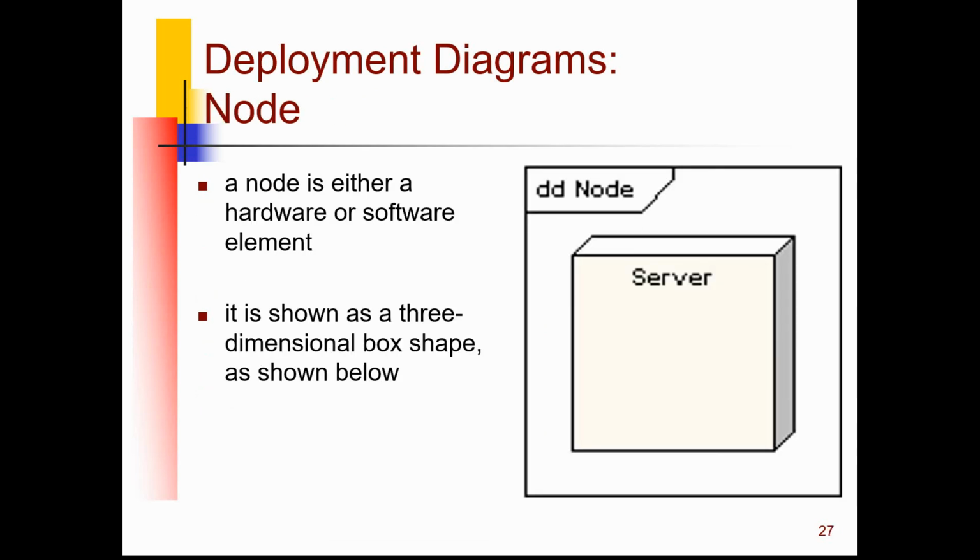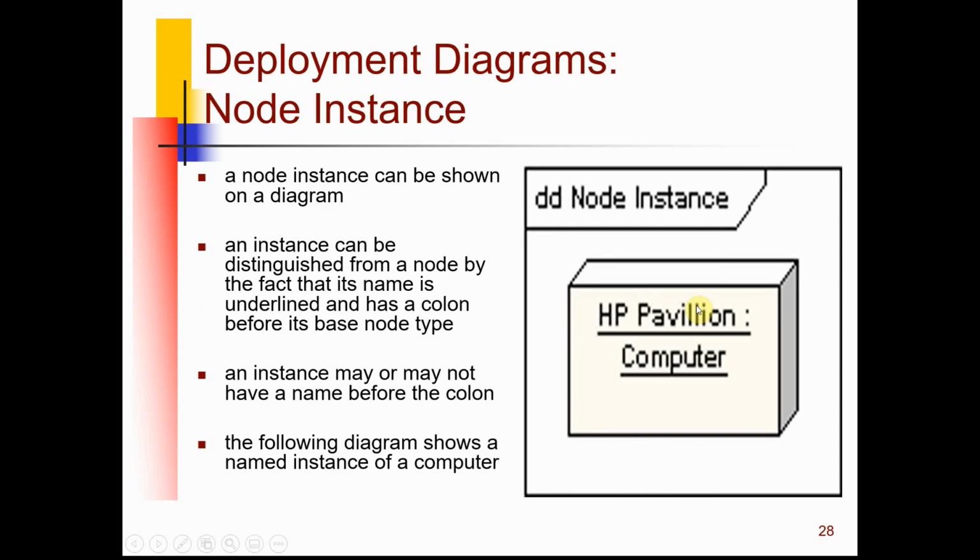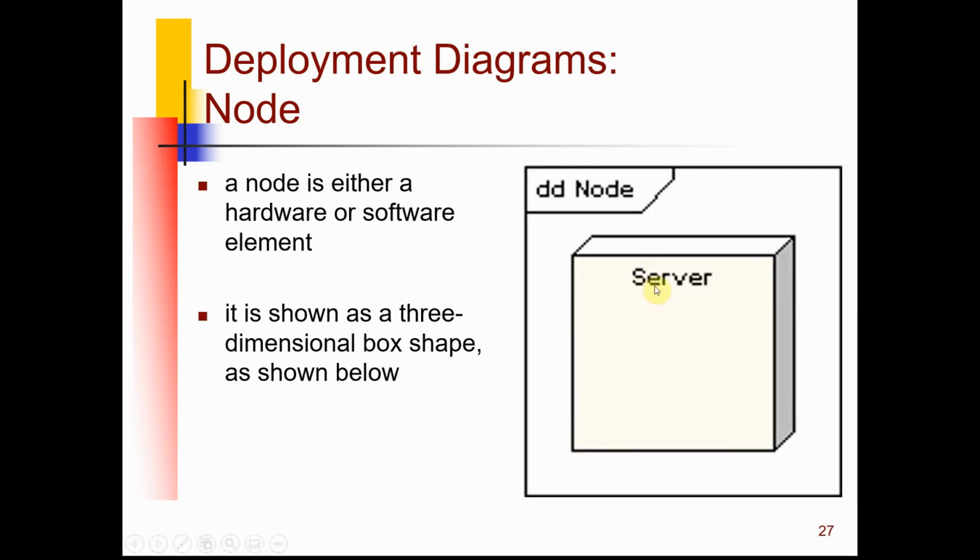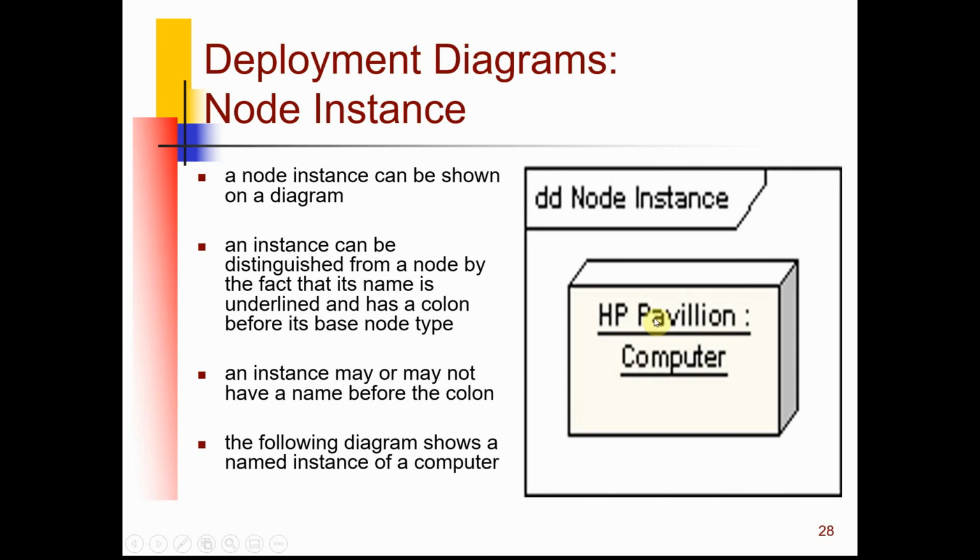So the node is either a hardware or software element and shows a 3D box shape. And the node can have a node instance. An instance is very similar to a class and the object. So the node instance is like you have a general node like the server, and here you have one kind of specific server.